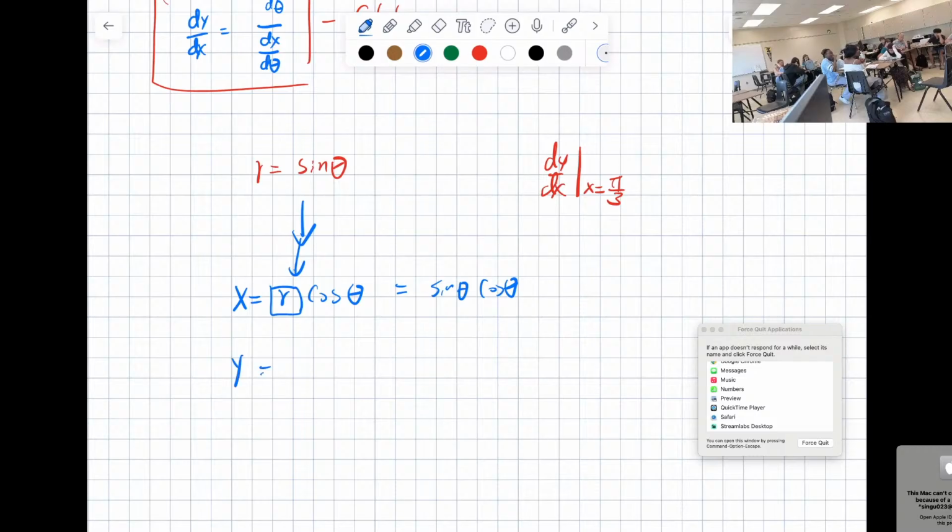And then y is equal to what? Sine theta times sine theta, which is equal to sine squared theta. So now we convert to a function in terms of x and y. Now, how do I find dy/dx when theta equals pi over 3?